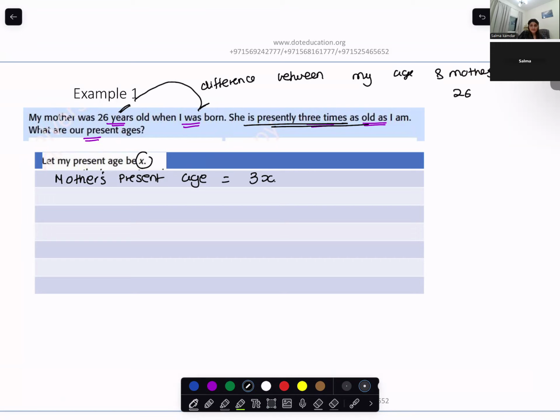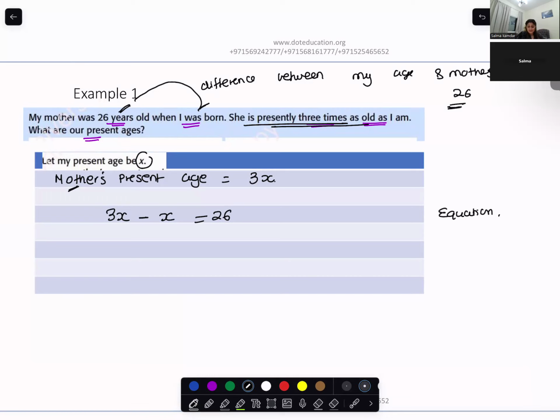26. So I would say, since the difference between our ages is 26, mother's age, that is 3x, minus my age, that is x, the difference is 26. I get the equation. Setting up the equation is done.